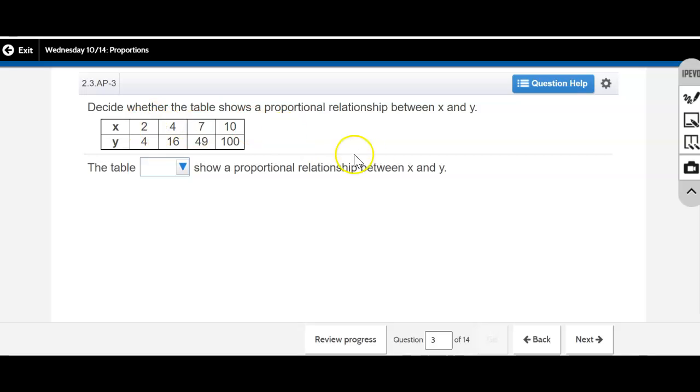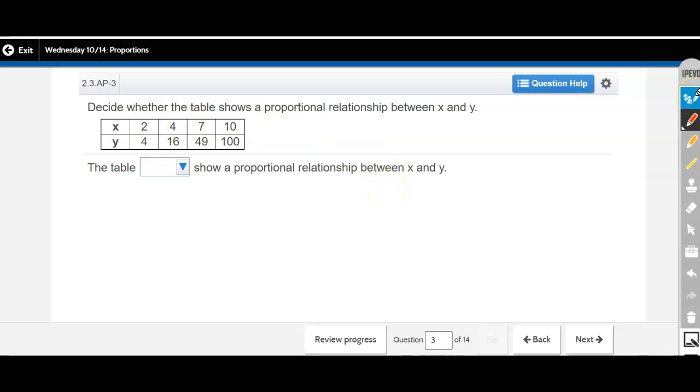So you got to do the same thing here. Now what if I accidentally set it up the other way? What if I did y over x? 2 over 4. Well, if I just simplified that fraction, instead of turning it into a unit rate, it would be 1/2. So then I would just do that for all of them, 4 over 16.